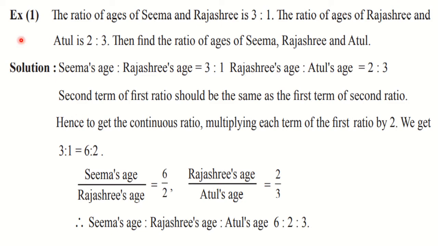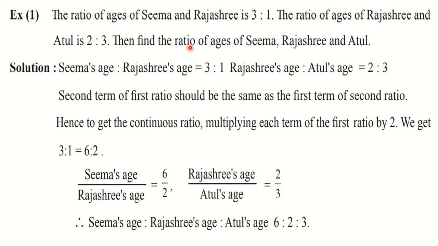So the first textual example: the ratio of ages of Seema and Rajeshri is 3:1. The ratio of ages of Rajeshri and Atul is 2:3. Then find the ratio of ages of Seema, Rajeshri and Atul. Now here Seema and Rajeshri is given as 3:1 and Rajeshri and Atul is given as 2:3. So we can write down those two ratios. Like Seema's age is to Rajeshri's age is equal to 3:1 and Rajeshri's age is to Atul's age is equal to 2:3.